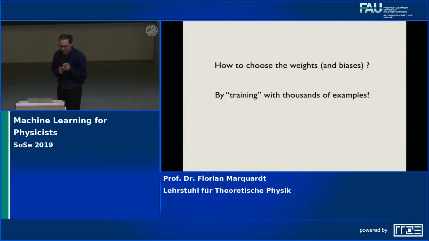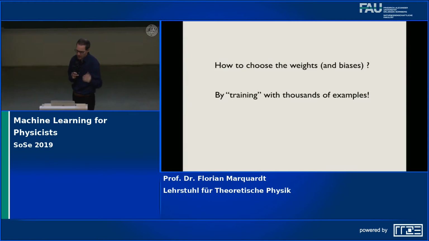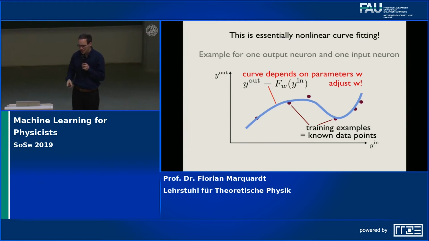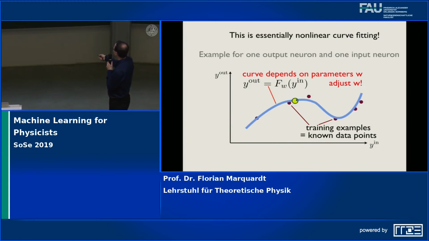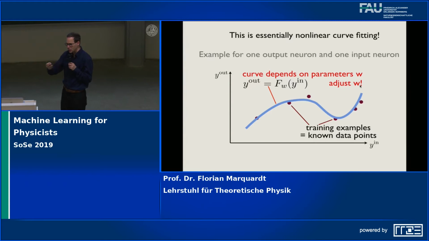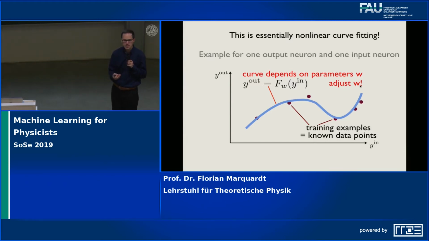Now we come back to the question, how do we actually choose the weights and the biases? And the answer will be with training, by training with thousands of examples. And if you think about it, this is actually something like curve fitting. Because in the one-dimensional case, I can most easily draw this, you always have input-output pairs. One input value and the corresponding output value. So if you draw them for this simple one-dimensional case, you would plot data points here and here and here and here and here. Each of these points would correspond to one training example. And what you want is, of course, you want a neural network that produces a smooth curve that goes through all these data points as closely as possible.